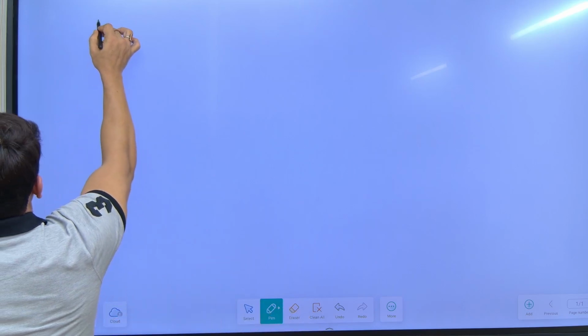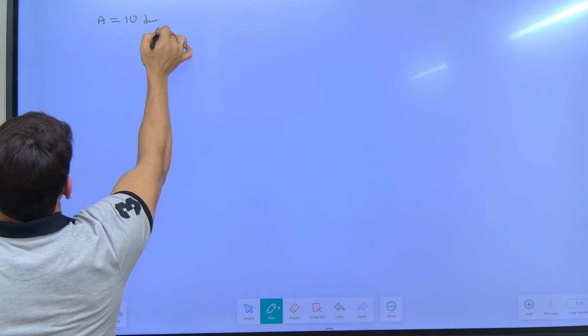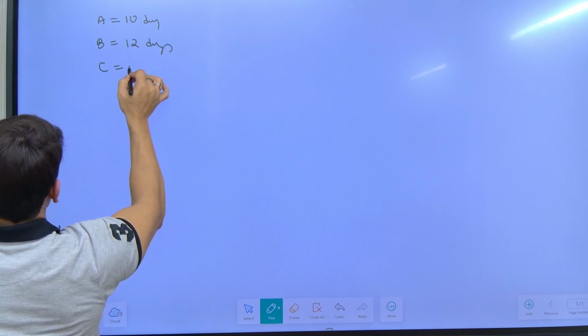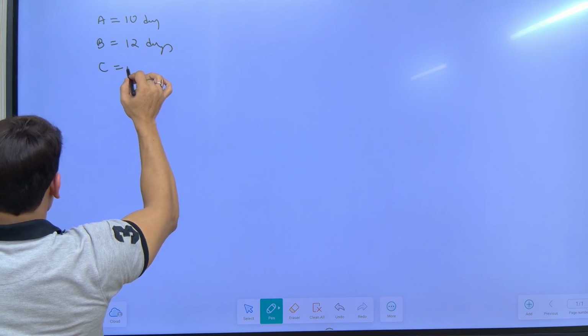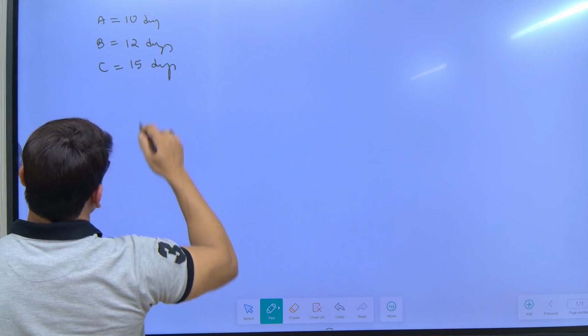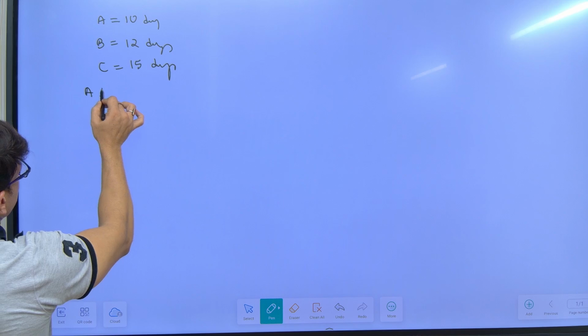So another question I'm taking, that A can do some work in 10 days, while B can do the same work in 12 days, and C can do the same work in 15 days, respectively. It's already given. Then it says that A left.